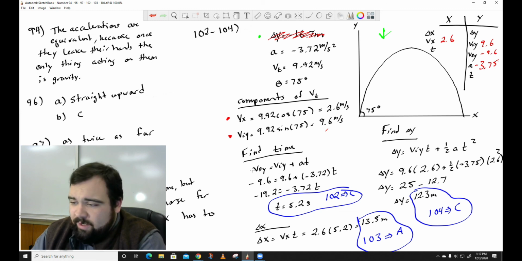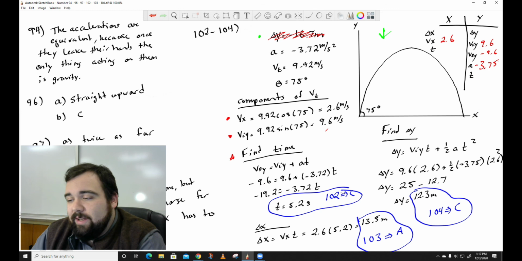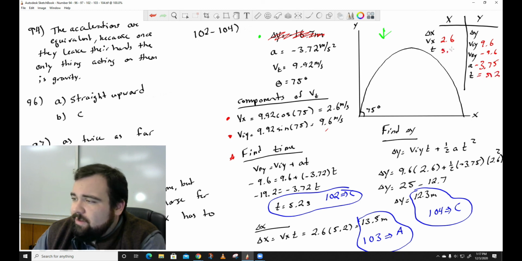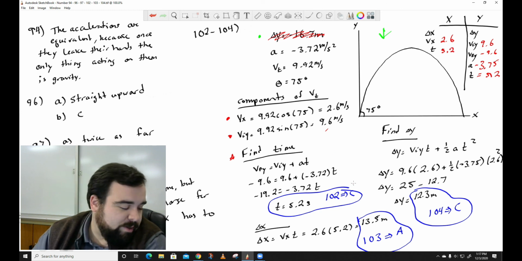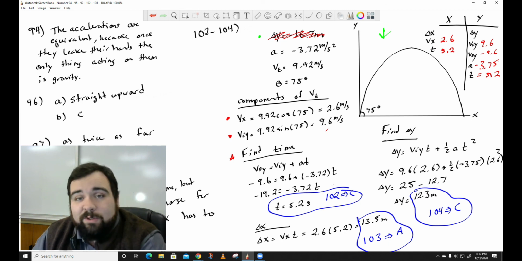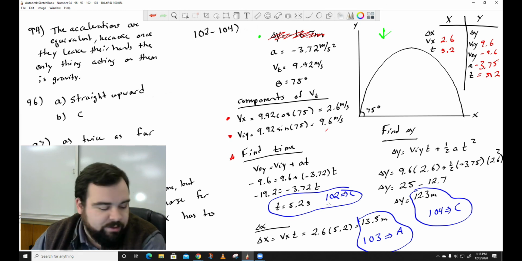Now if it goes up at 9.6, we know it's going to come back down at negative 9.6. And we're going to utilize that to figure out our time, which we do here. So plugging in our negative 9.6 or positive 9.6, we find out that the total time is 5.2 seconds. So we're just going to solve this like a normal problem and then pick through A, B, and C answers. So we get a time of 5.2 seconds. And if we look at our questions, we notice that that is the answer to 102. It's multiple choice, so choice C is the closest to that answer that we have.